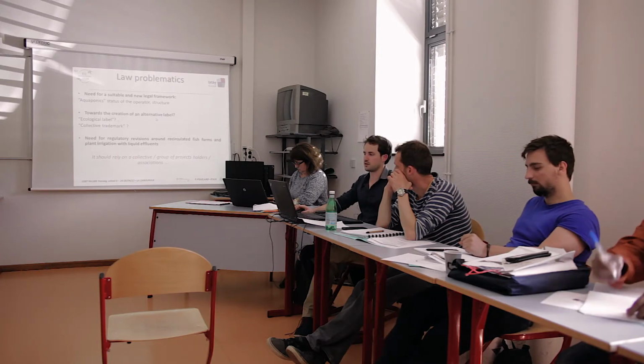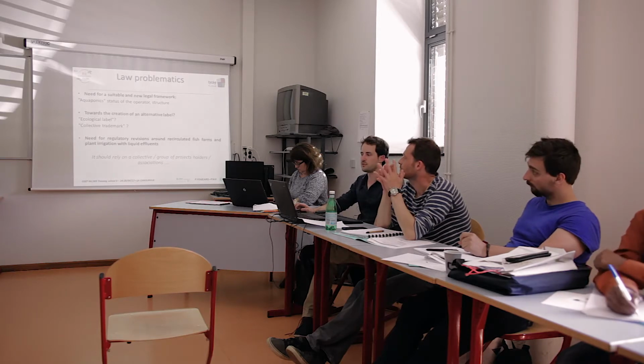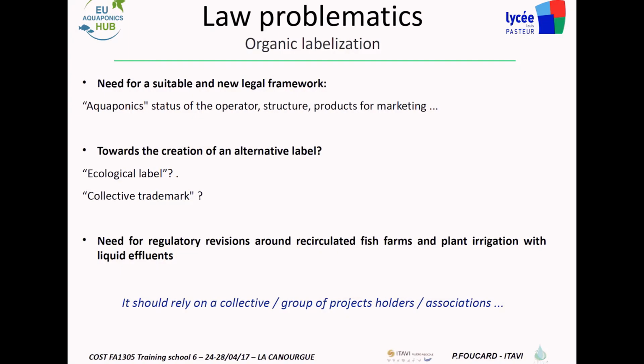So yeah, we need a suitable and new legal framework for aquaponics. For example, for the status of the operator, the status of the structure in aquaponics. Maybe we should create an alternative label. It could be aquaponics only, or ecological. It could be a collective trademark, or some people like Nurbrin just put no pesticides on the package, and it can work.